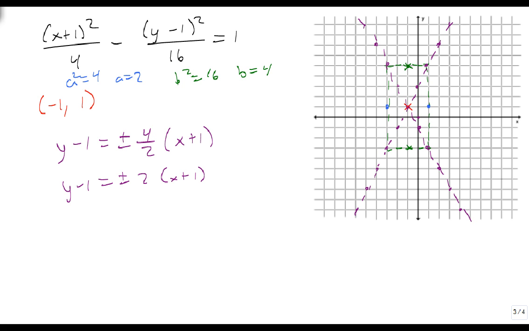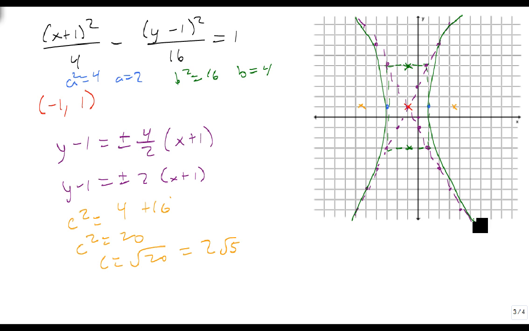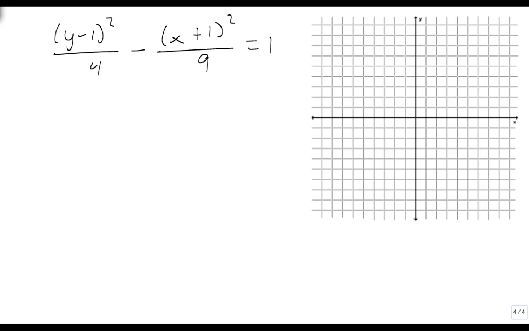And the last thing we need is our c squared, which is equal to 2 squared plus 4 squared, 4 plus 16 rather, so c squared is 20. So c is the square root of 20, which is 2 square roots of 5, but the square root of 20 is a little bit more than 4 and a little bit less than 5, so we'll put it there and there, and then all we have left to do is to draw in our hyperbola following the asymptote, hitting the vertex, and then following the asymptote. And now we've graphed a hyperbola, and we've got everything on here. Let's look at another example.